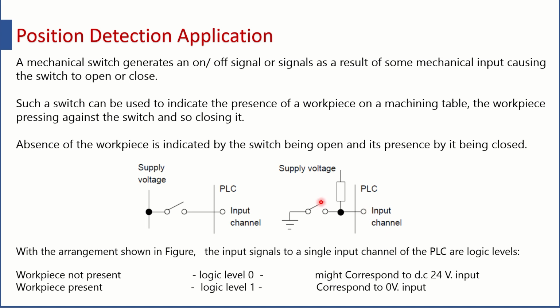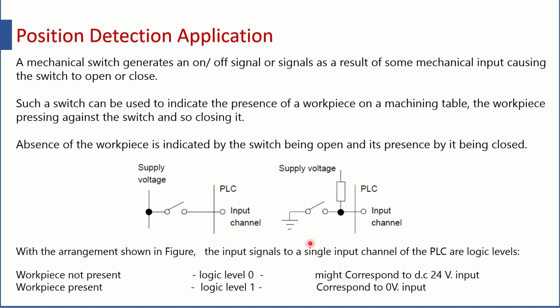Now when you close the switch, the input channel is hardwired to ground. The input channel is straight away connected to ground. Now you get the 0 volt. So according to your situation, according to the type of PLC, in this case you are sourcing the PLC, and now you understand very well what I am trying to say.